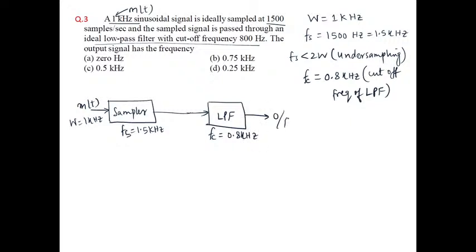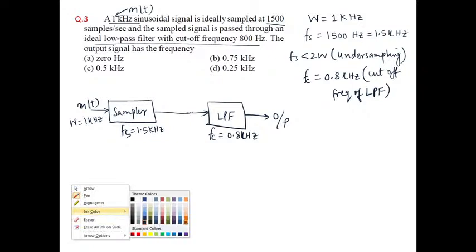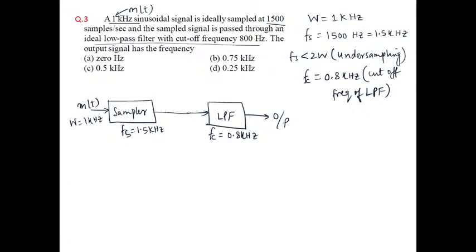Now you have been asked the frequency of the output signal. Now it's simple. If we can obtain the frequency components present here at the output of the sampler, then it will be very easy for us to know the output frequencies present at the output of the low pass filter. So what are the frequencies present here?